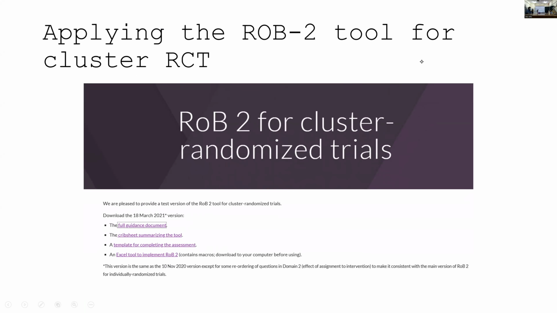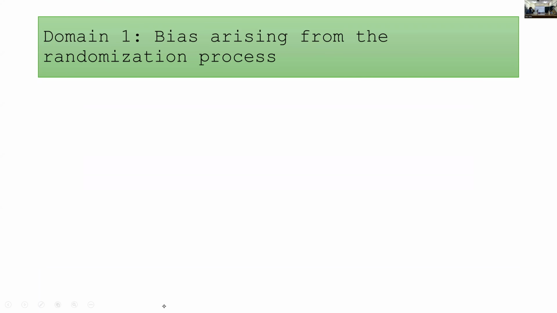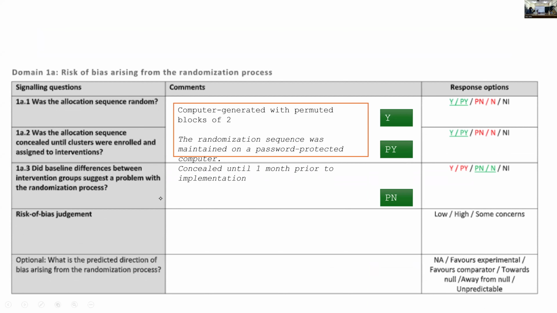So now let's apply this checklist and look at the biases. So the first question, was there any bias arising from the randomization process? Was the allocation sequence random? So yes. They had used computer-generated allocation sequence with permuted blocks of 2. Was the allocation sequence concealed until clusters were enrolled and assigned to interventions? They have mentioned that the randomization sequence was maintained on a password-protected computer and was concealed until 1 month prior to implementation. So probably yes.